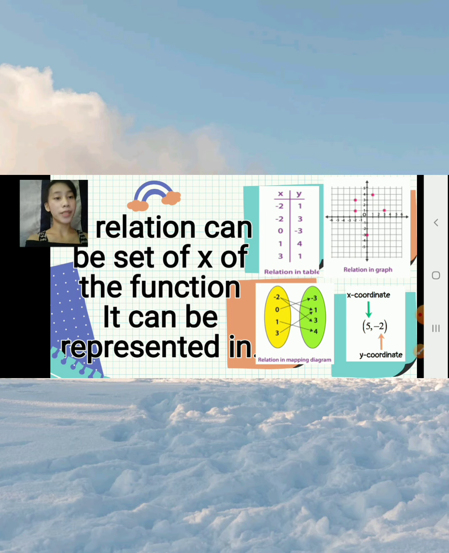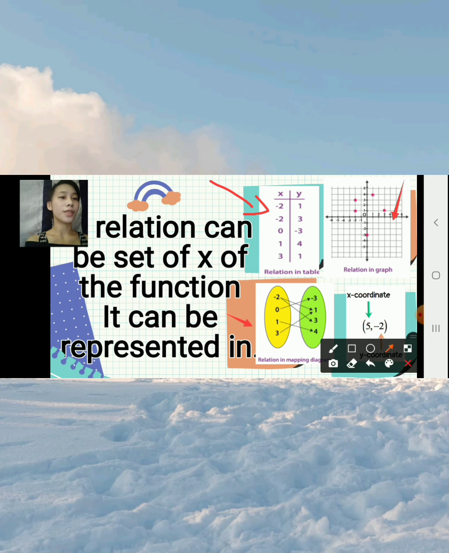A relation can be represented in a table, just like this. The relation in a graph, here. And then the relation in a mapping diagram, here. That is a relation in a mapping diagram. And also, this is our coordinate, which are the x coordinate and the y coordinate.